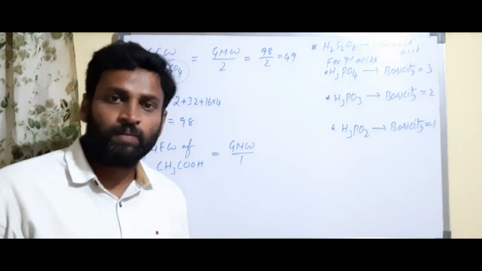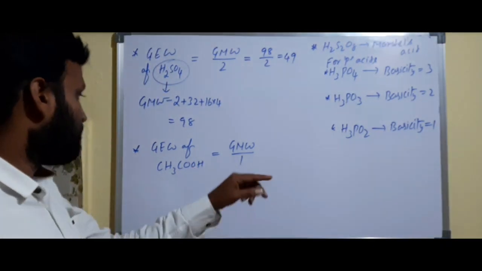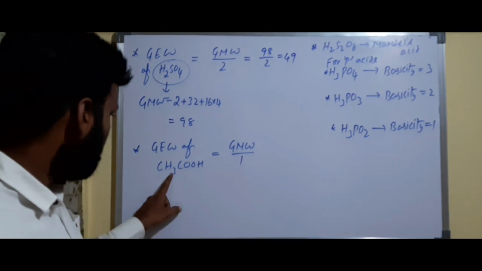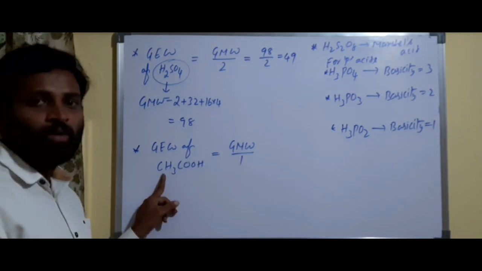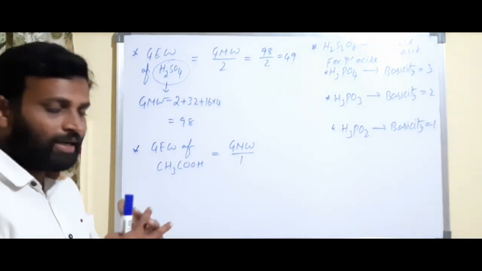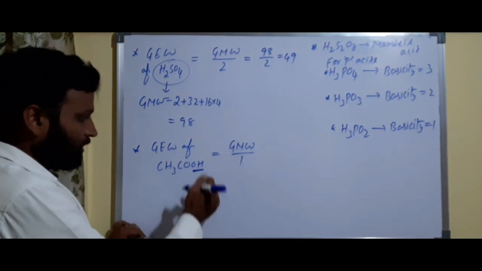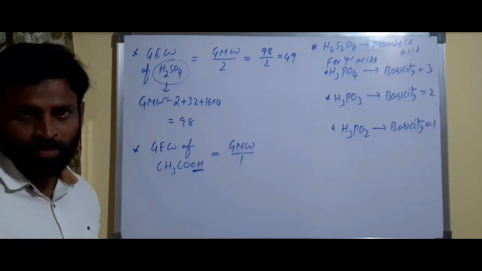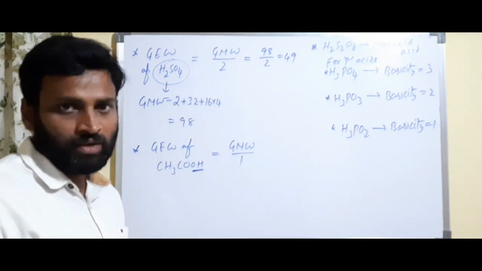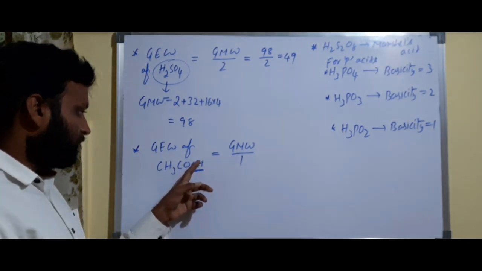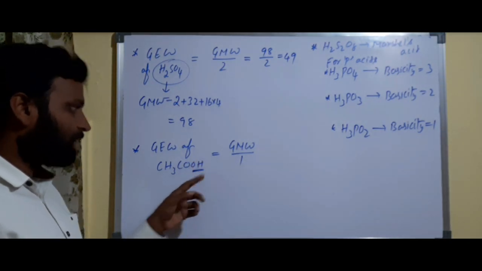CH3COOH has only one H plus that can be donated, because these three hydrogens are covalently bonded. Covalent means sharing, highly sharing these three hydrogens. This hydrogen is highly ionic, so this H plus will come. Ionic means one transfers an electron, so it is O minus and H plus.